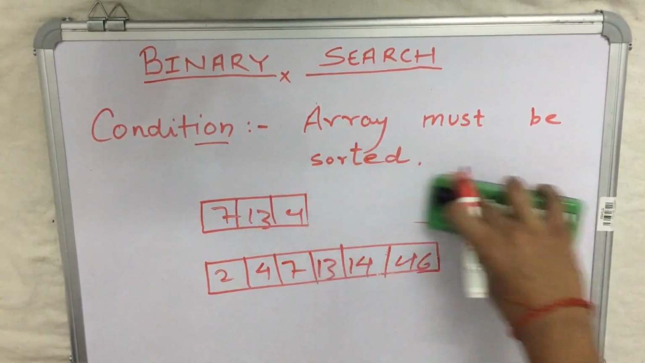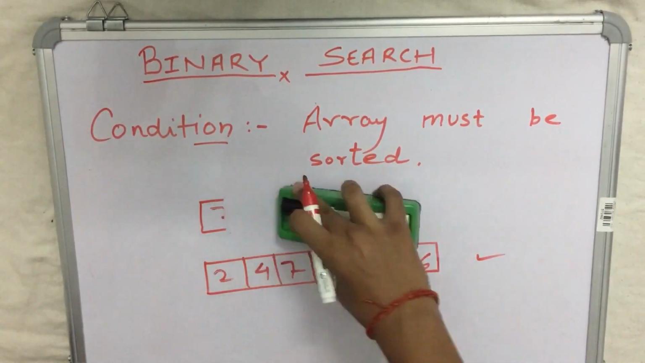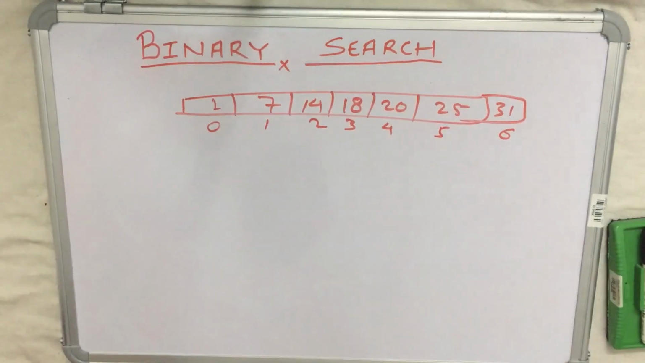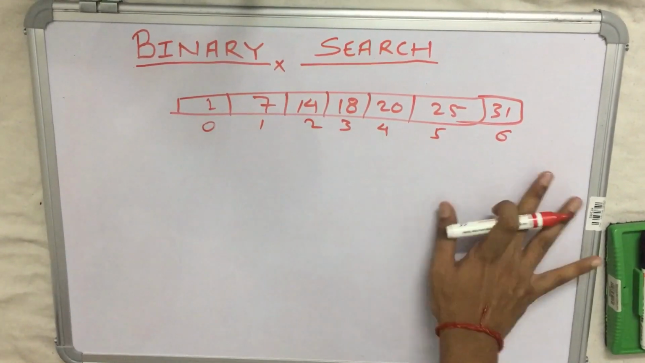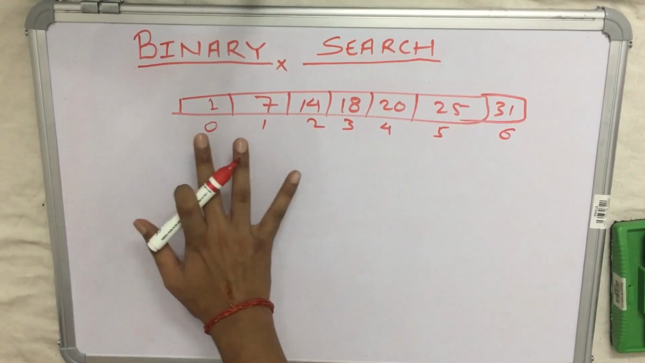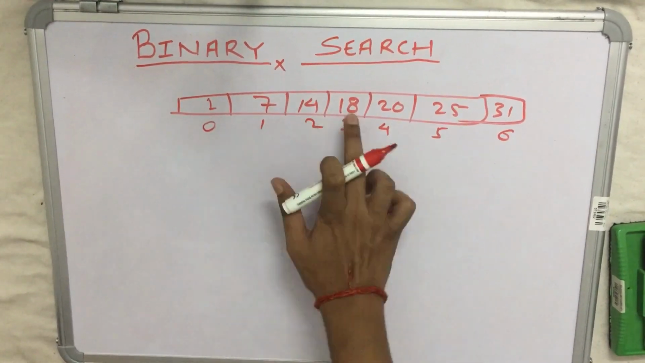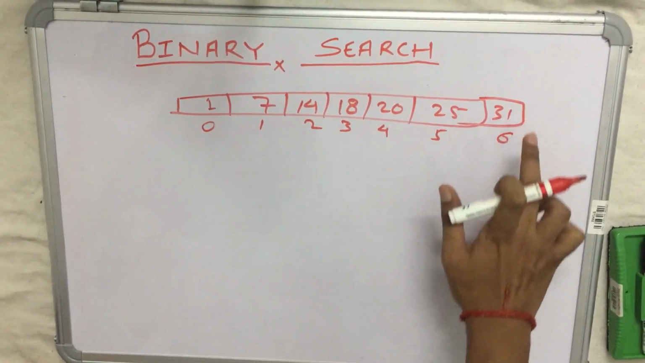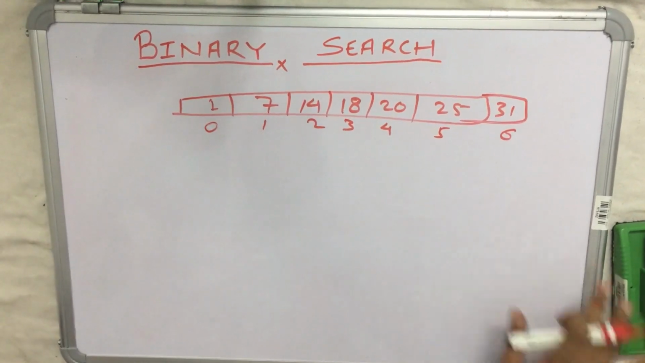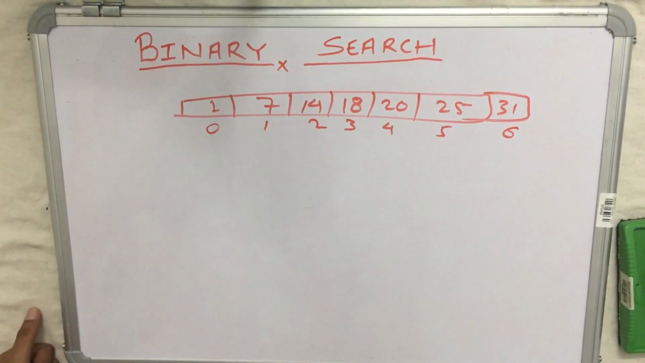So what does binary search look like? Let's suppose we are given an array with indexing starting from 0. So 1 is stored at index 0, 14 is stored at index 2, 31 is stored at index 6. This is a basic representation of an array. So how does binary search look?